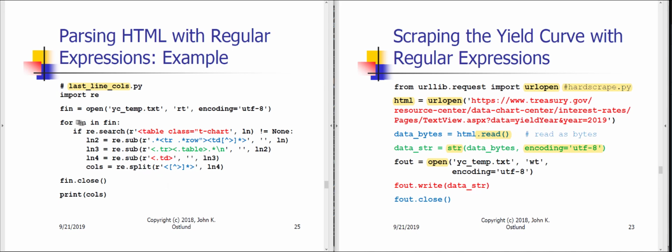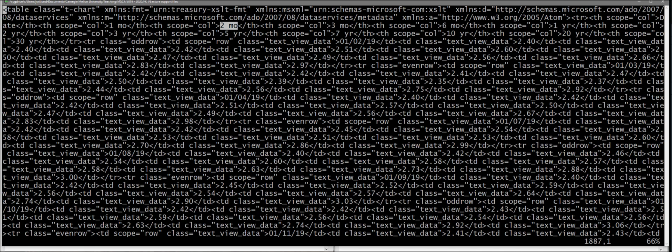All right, so for each line in my input file, I'm opening my yctemp.txt file as input. For each line in the file, I'm going to look at that line to see whether that line contains my table class equals tchart notation. If I look back at the file, I see that this line containing my table starts with table class equals tchart.